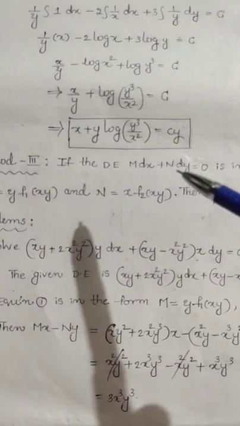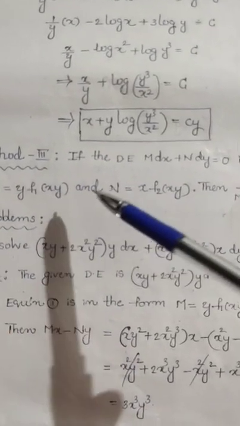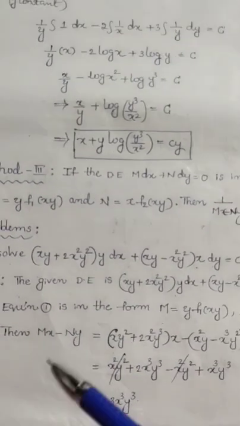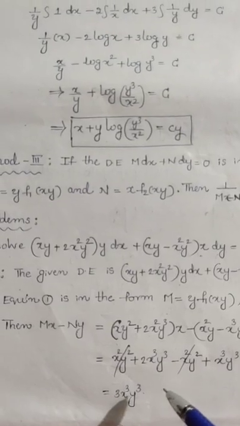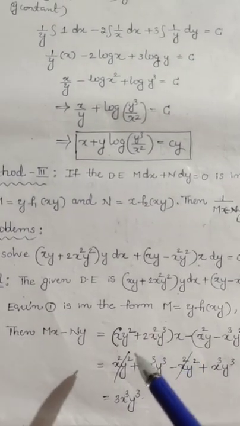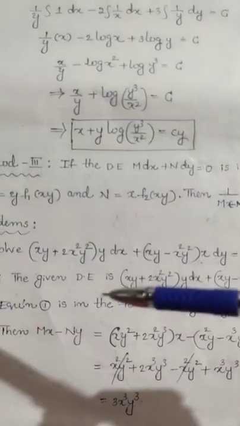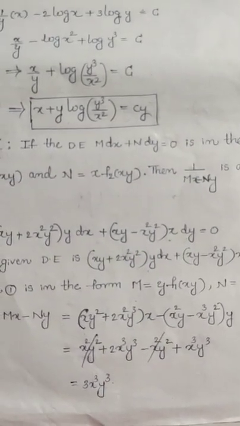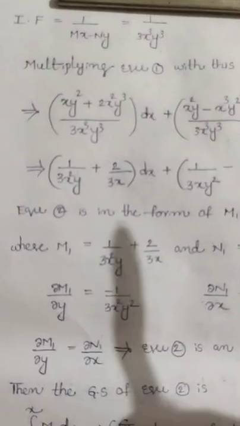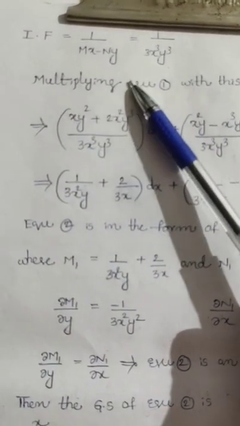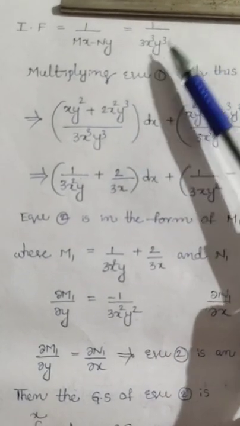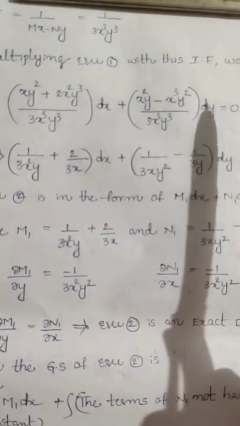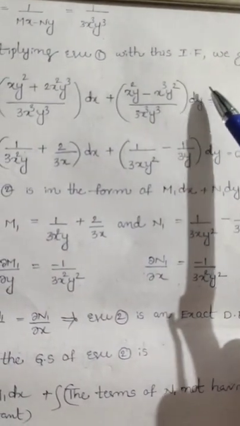So the given differential equation is in the form of M equal to y into f1 of xy and N equal to x into f2 of xy, and we have Mx minus Ny value which is not equal to 0. Then the integrating factor for this differential equation is 1 by (Mx minus Ny), that is 1 by 3x cube y cube.